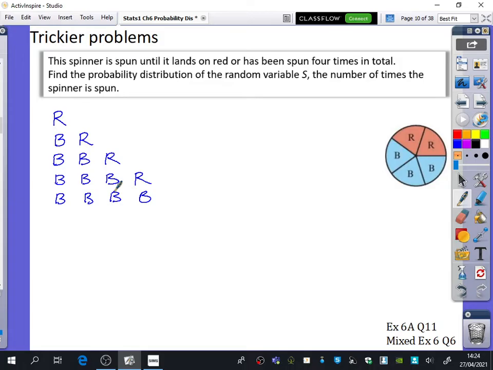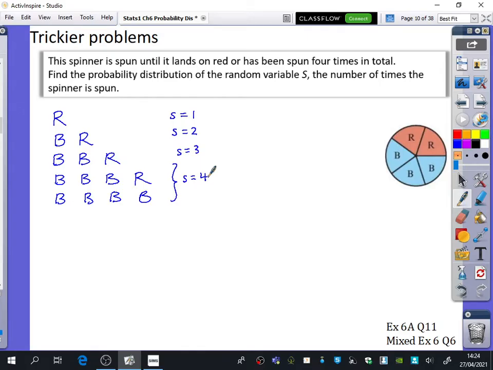But remember, the random variable S is the number of times that the spinner is spun. So in this first case that we've got here, this is where S is equal to 1. The spinner is being spun once. The spinner is being spun twice. The spinner is being spun 3 times here. And these two both represent the spinner being spun 4 times. So we now need to come up with the probabilities of all of these different things that are happening.